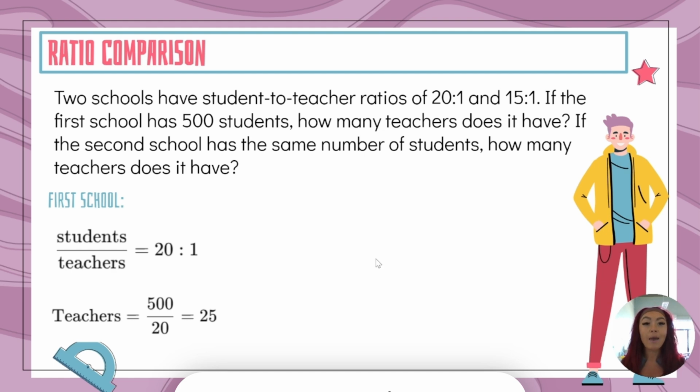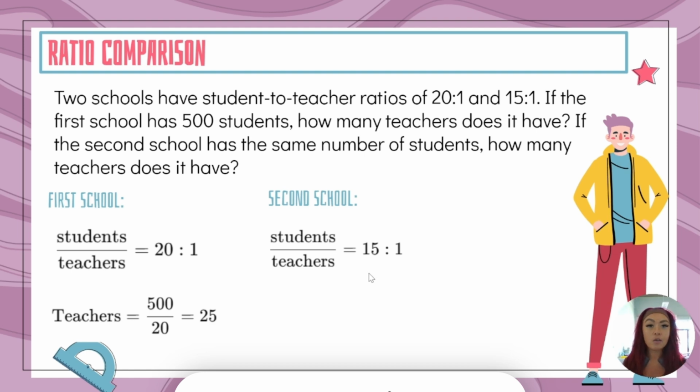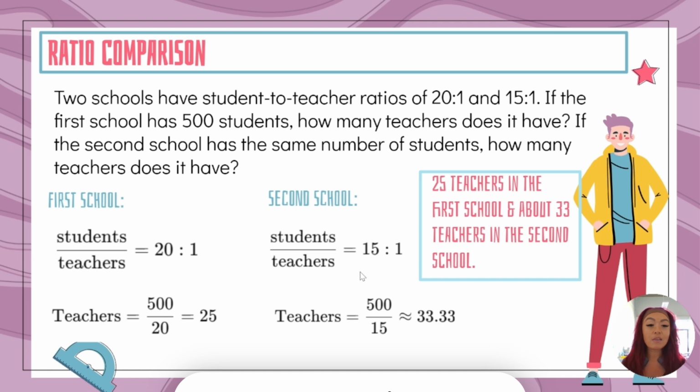So now let's take a look at the second school. The second school, we know, also has 500 students, right? It says if the second school has the same number of students. So now our ratio is 15 to 1, not 20 to 1. So what do you think we're going to divide 500 by this time? Well, for this school, we have one teacher for every 15 students. So we're going to take 500 and divide it by 15, which is about 33.33. So we can say that there are 25 teachers in the first school and about 33 teachers in the second school.